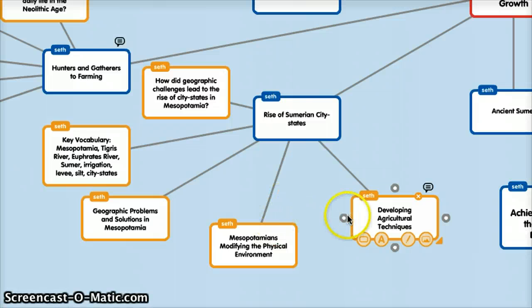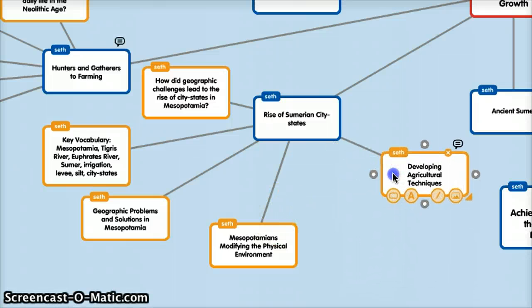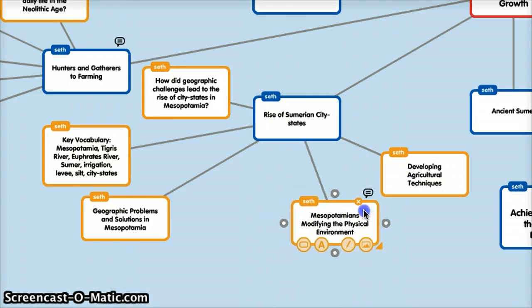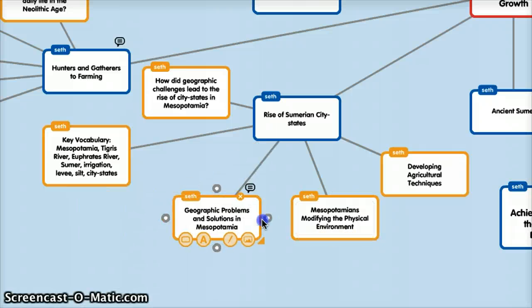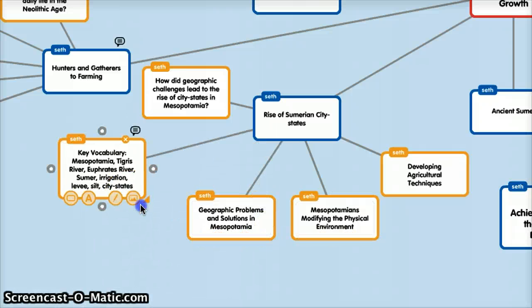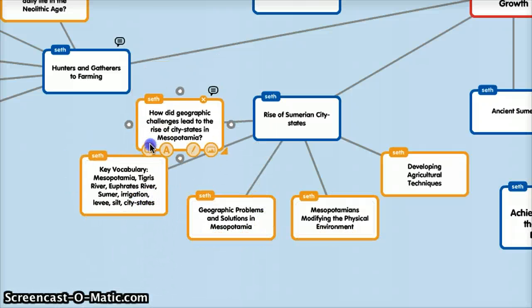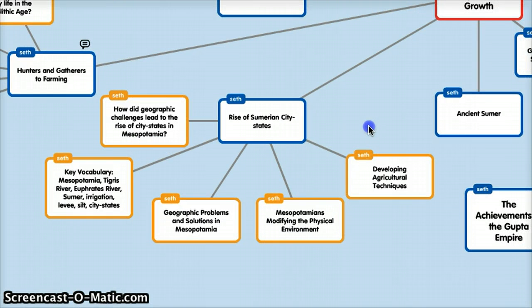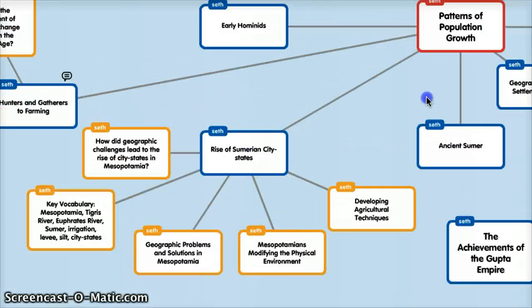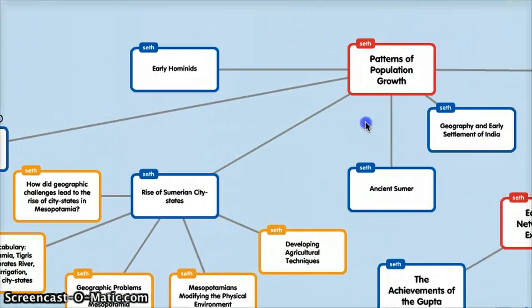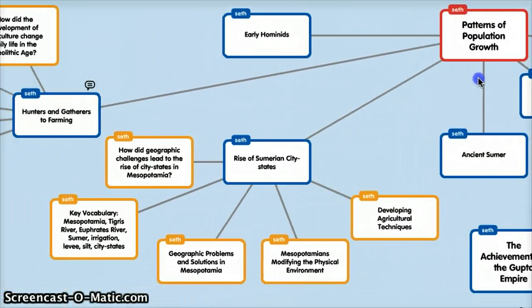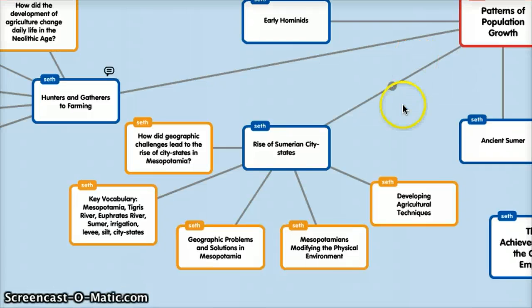So this is what we will be studying under the rise of Sumerian city-states. You can probably see off to the right what's coming up next. Just briefly, next is going to be ancient Sumer. After we discuss ancient Sumer, then we're going to get into geography and early settlement of India. So, good times around the bend.